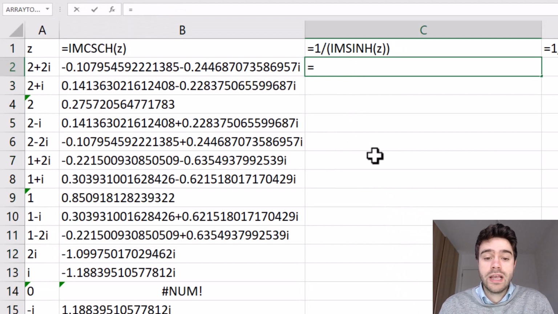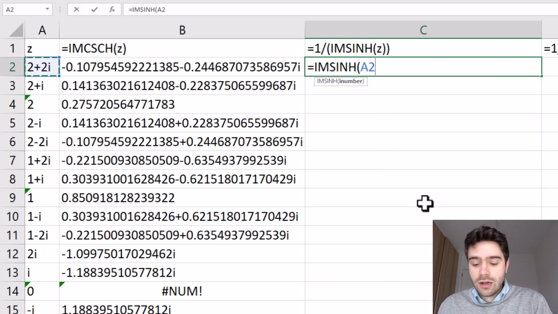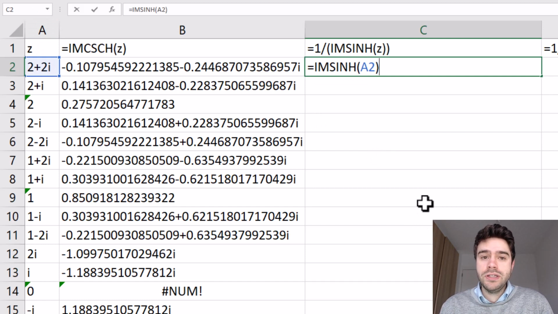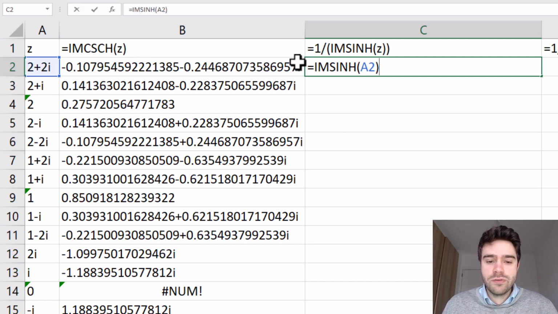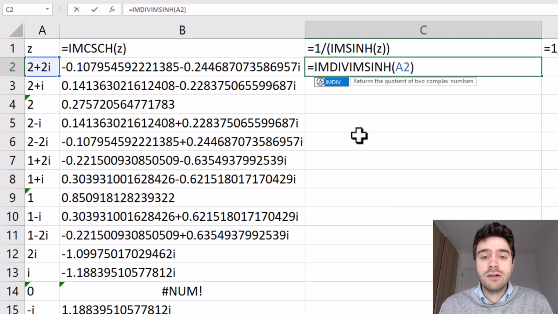So how do we calculate the hyperbolic sine function? Well, we use the IMSINH function. We once again supply the complex number and close the parentheses. Now we need to pick 1 and divide this by this number. Now we cannot do regular division because complex numbers are not considered as numbers but as text. So we need a special function, and the function we're looking for is the IMDIV function, which allows us to divide two complex numbers with each other.